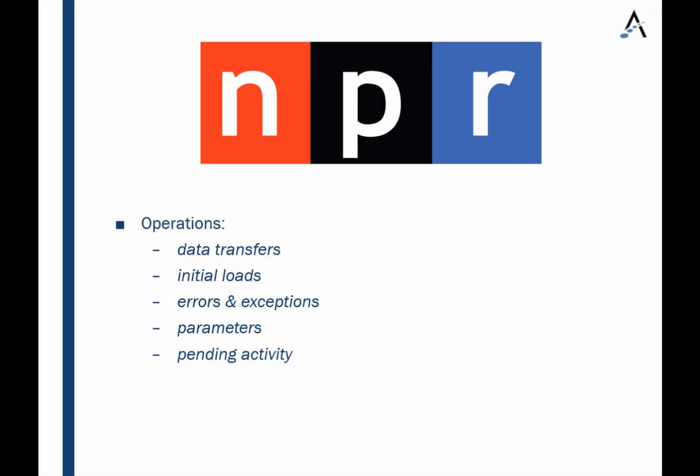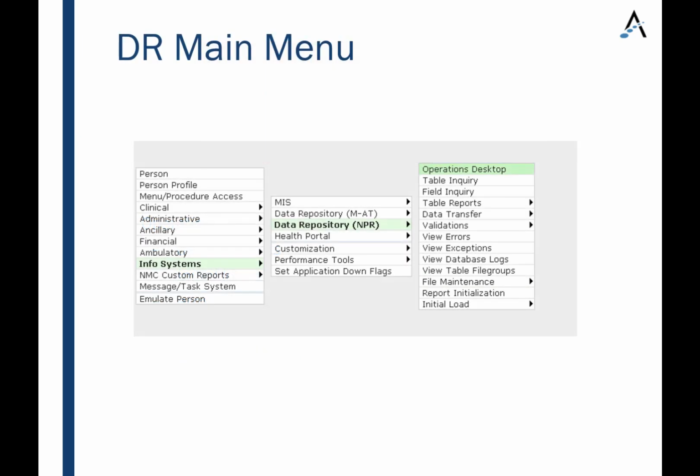So now let's look at the NPR side of things in TR. Alright, not that NPR, but as far as Meditech is concerned, we have the same items in NPR that we check in MAT, with one additional troubleshooting tool. Going back to the main menu and now selecting NPR, you can see the options we have here.